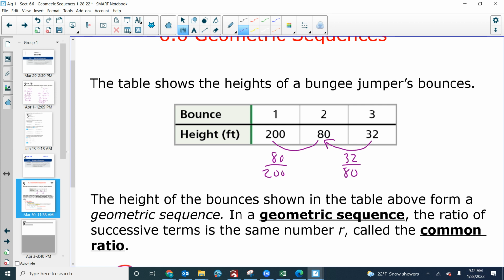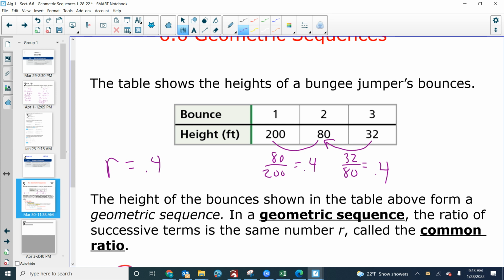Okay. Zach, what'd you get? 0.4. Want to make sure it's true in both situations, right? Everybody get 0.4. Okay, so that's going to be our common ratio. Instead of yesterday's common difference, it's common ratio. Just write that there.